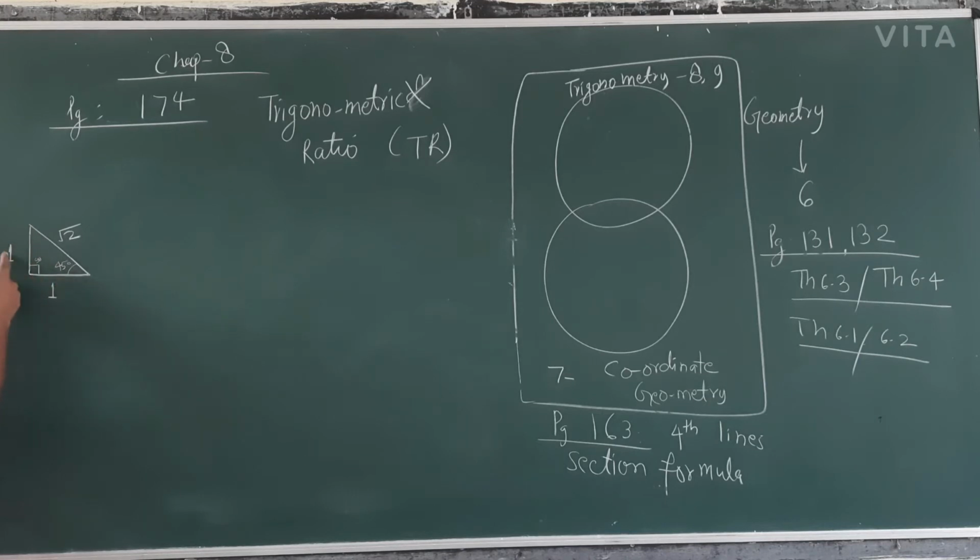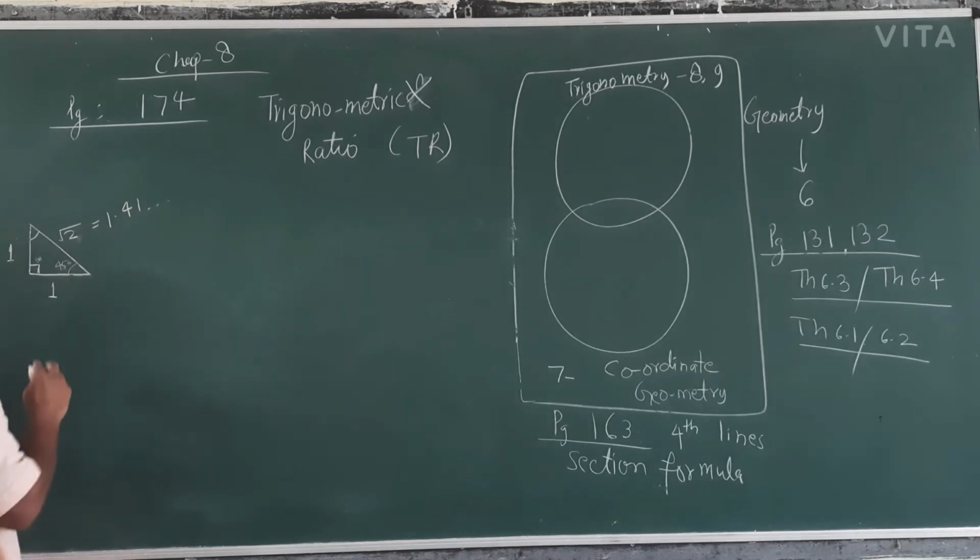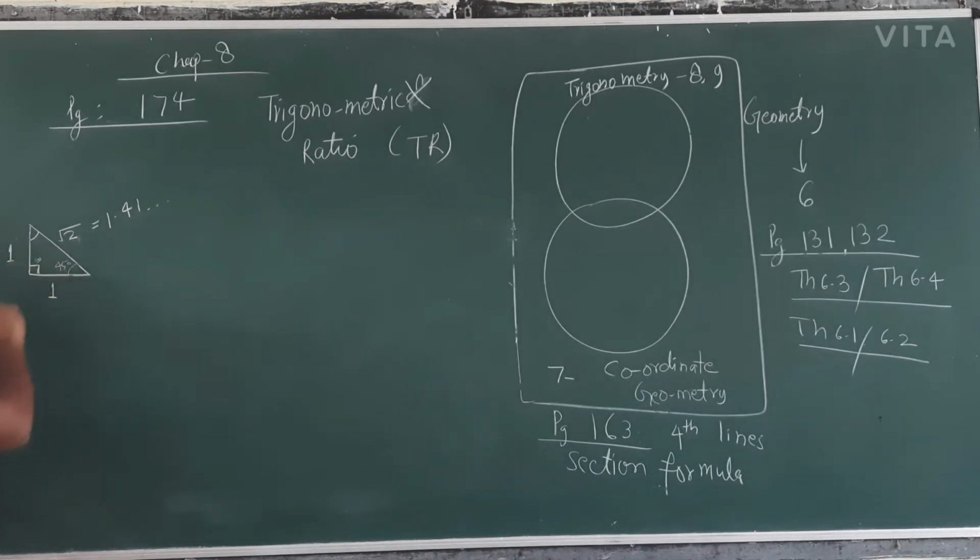Equal angles, so opposite sides are equal. Many things we have read in class 9th: in a triangle, the side opposite to the greater angle is the greatest. This is 45, this is 45, so angles are equal, so opposite sides will be equal. This is 90 degrees, the biggest angle in this triangle, so the side will be the biggest, under root 2. Under root 2 is actually 1.4142 and so on, it will not terminate, it is an irrational number, root 2.